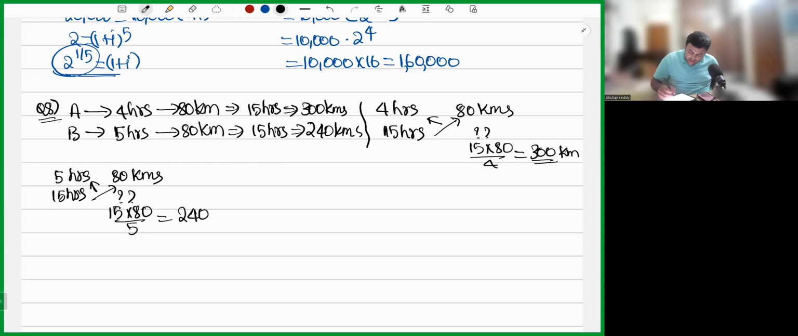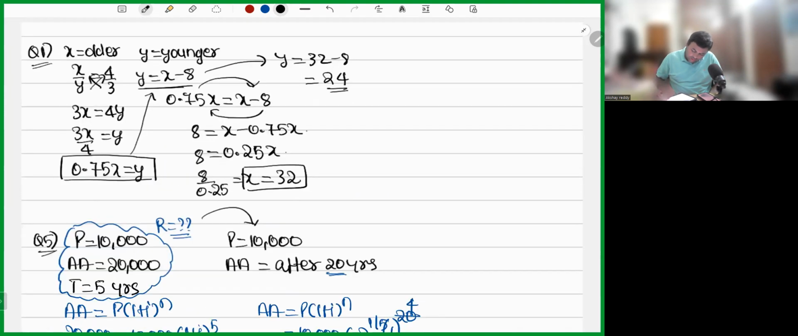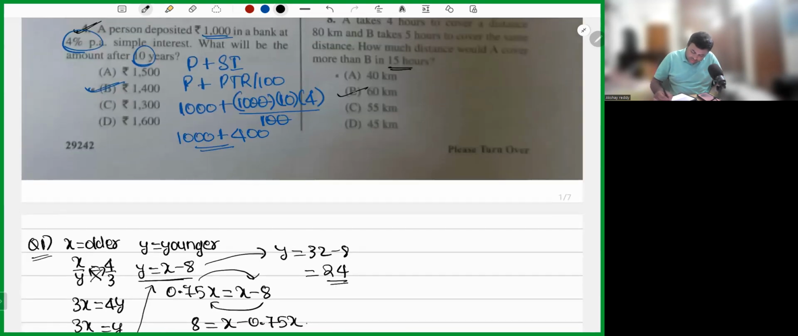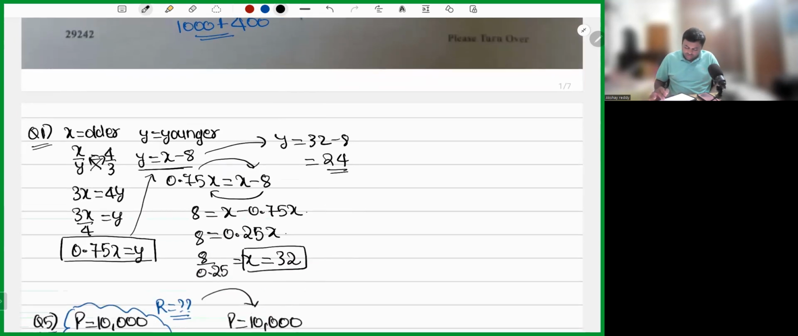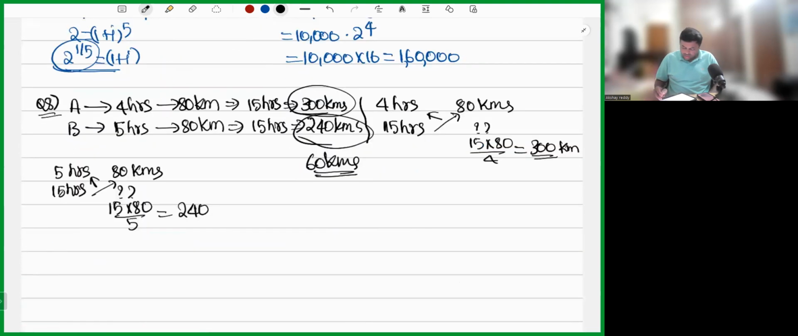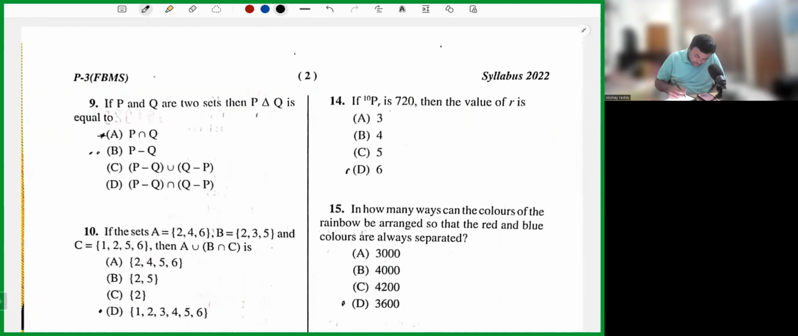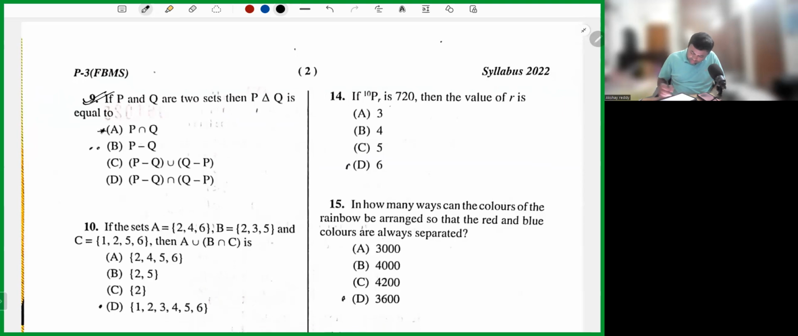Obviously, sir, A ran for 300 kilometers. B is running only 240 kilometers. So obviously their difference will be 60 kilometers. Simple question, sir. Nothing much difficulty. So the answer is 60 kilometers. The first 8 questions, my dear friends, are quite simple. 1-2 questions are difficult, I accept that. Next, question number 9.